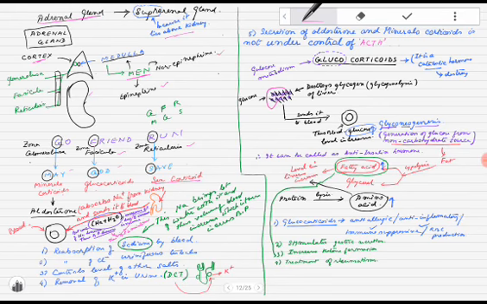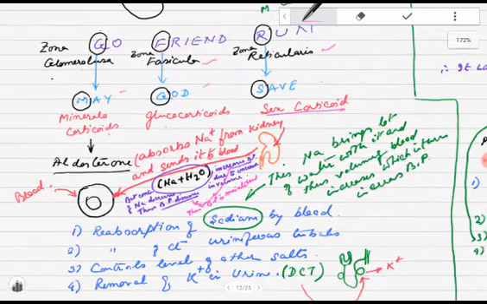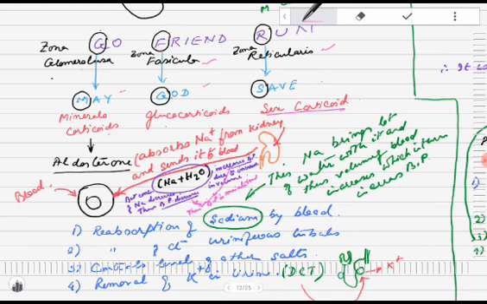So mineralocorticoids secrete aldosterone, and this is the blood. This is the blood cell. It absorbs the sodium from the kidney and sends it to the blood. The sodium is absorbed from the kidney, and this red color here indicates that it is sending it into the blood.